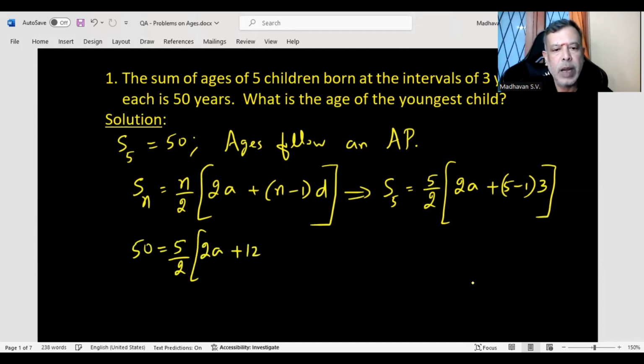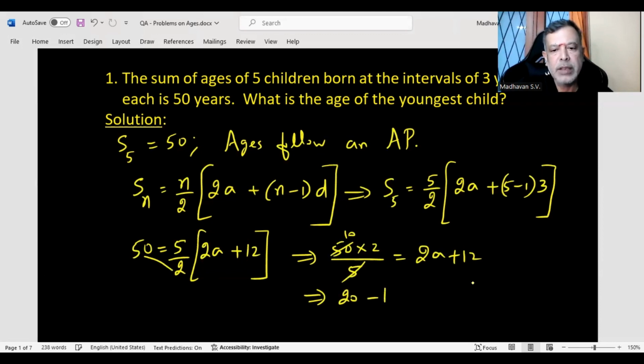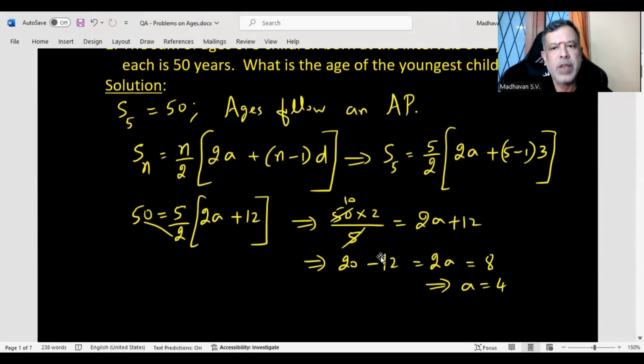4 into 3 is 12. Now cross multiplying, we have 50 multiplied by 2 divided by 5 is equal to 2a plus 12. So this goes with 10 times, which means we get 20, and bring that 12 to the left-hand side. It will become negative 12. And that means 20 minus 12 is 8, which means our a is 4. This means the youngest child's age is 4 years.